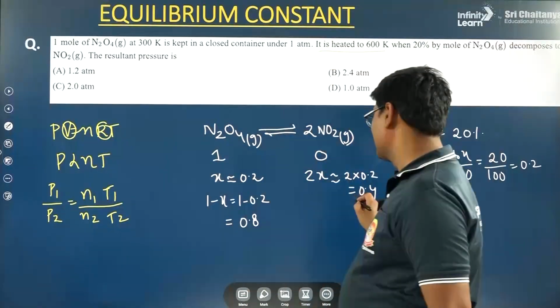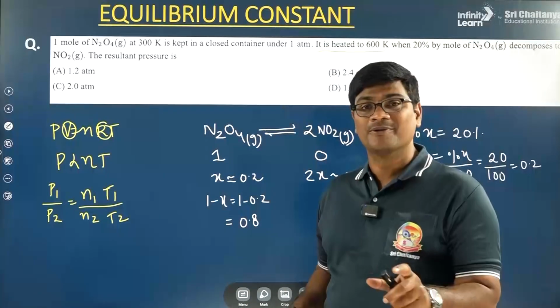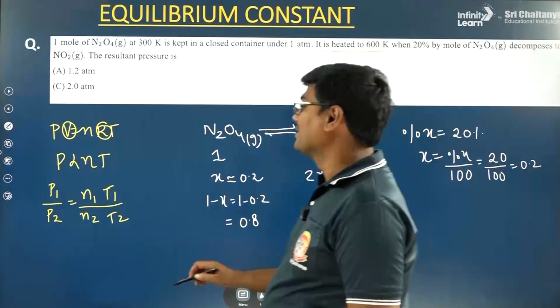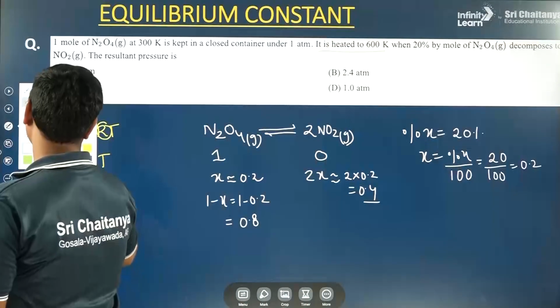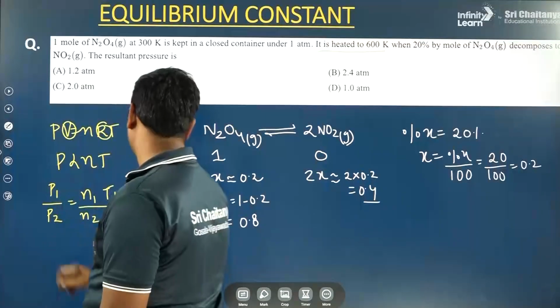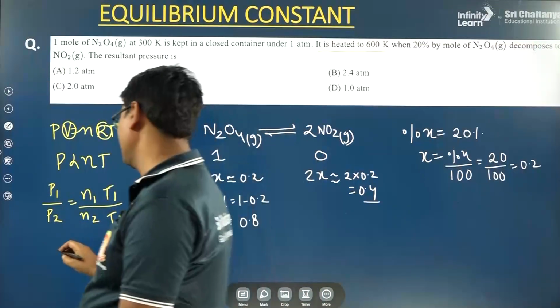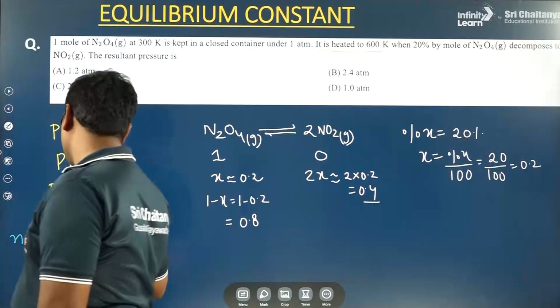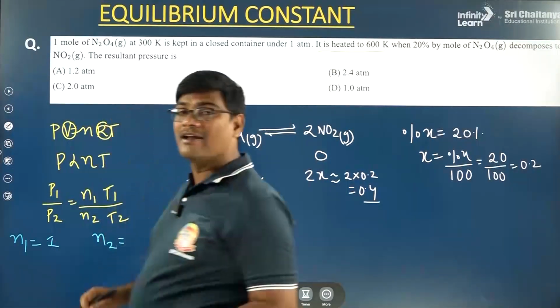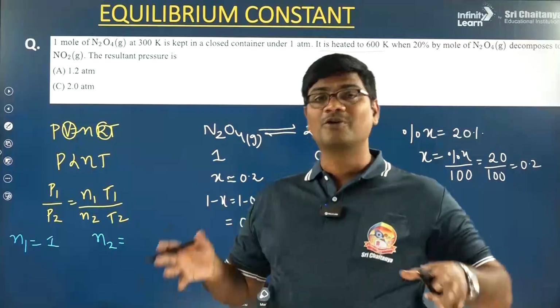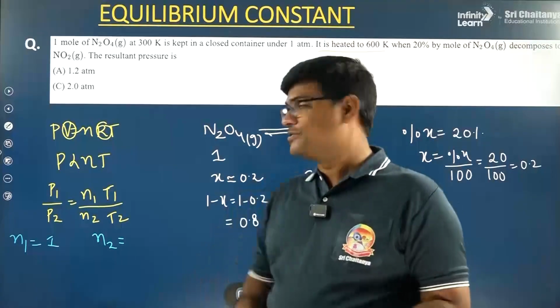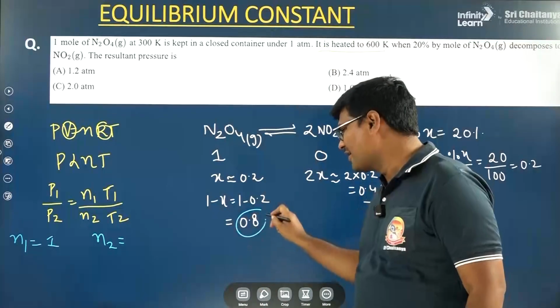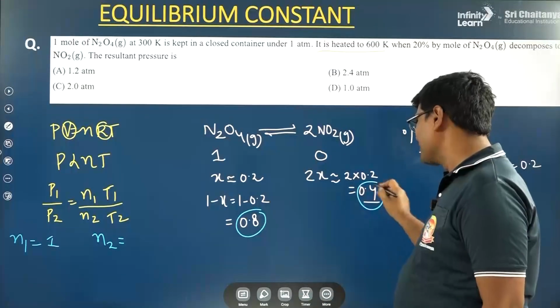Then what is the moles of NO2? 0.4. Then tell me, what is N1 from here? Let's write here. I am writing what is the initial number of moles: 1 mole of N2O4. What is the final number of moles? It has N2O4 as well as NO2. What is N2O4 moles? 0.8. What is NO2 moles? 0.2.